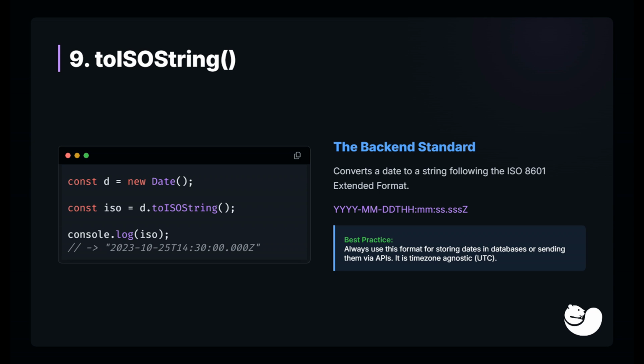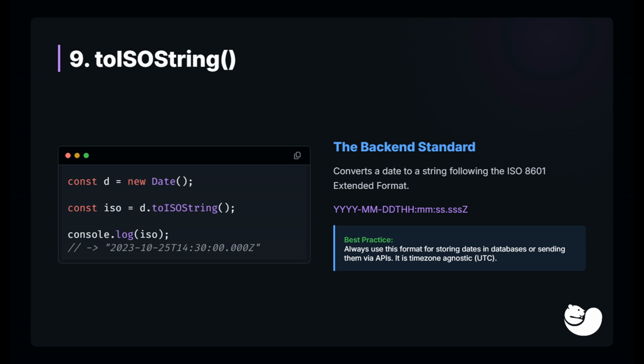When it comes time to send your date data to a server or store it in a database, consistency is key. You cannot rely on local formats like 10/25/2023 because they are ambiguous. Is that October 25th or the 10th of the 25th month?